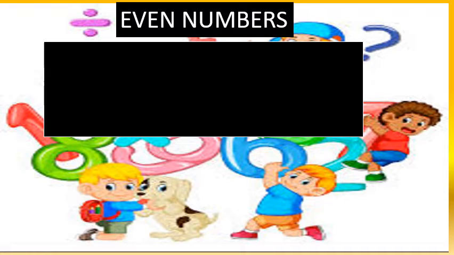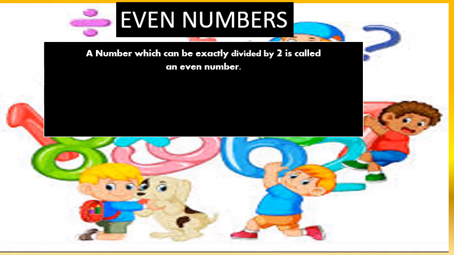What are even numbers? The numbers which can be paired are called even numbers. Paired means a group of two, just like a pair of socks. How many socks are there in one pair? It's 2. So we can say a number which can be paired or exactly divided by 2 is called an even number. It means that 2 is a factor of every even number.